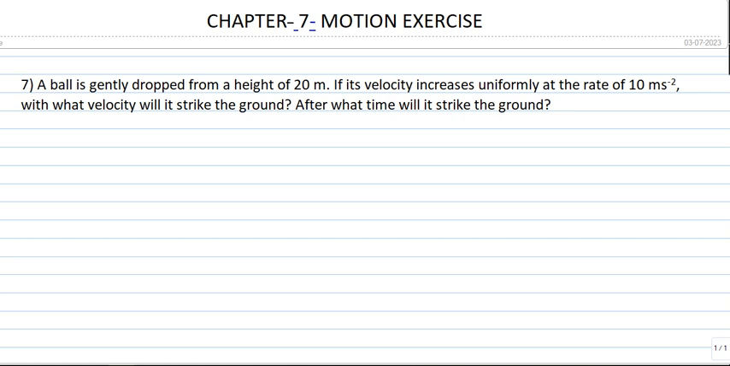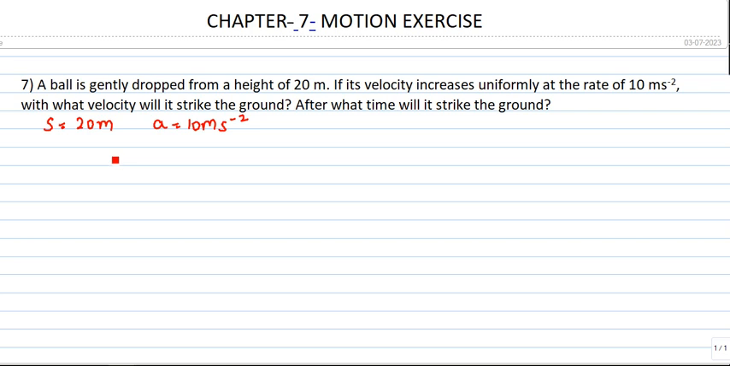So this is an example of a free falling object. When a body is freely falling, it is acted upon by the gravity of earth, which is approximated to 10 meter per second square. This is the acceleration due to gravity of earth. So what information do we have? The height is 20 meters and the acceleration due to gravity is 10 meter per second square. From these two pieces of information we have to find out the velocity and the time.